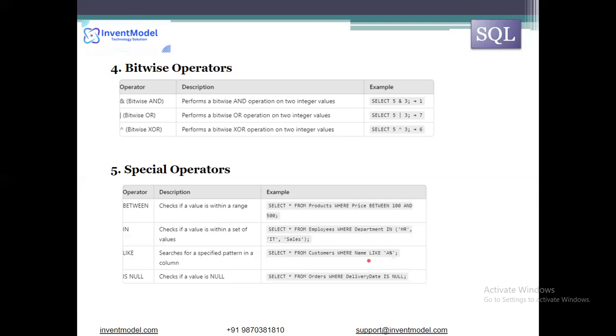So it shows the day, it shows the customer's name which starts with the letter A. It shows the same type of names. Okay, IS NULL checks if a value is null. So it shows the rows where the order value has null. Select from order where delivery date is null. So it shows the delivery date which is null.